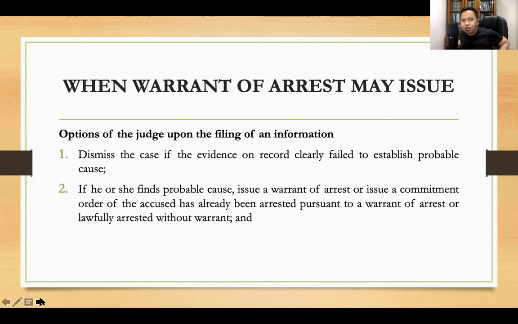Now, there are two options of the judge upon the filing of the information. Number one, the judge can dismiss the case if the evidence on record clearly failed to establish probable cause. Kung walang ebidensya, class, dismiss. No. Now, if he or she finds probable cause, the judge may issue a warrant of arrest or issue a commitment order of the accused, if the accused had already been arrested pursuant to a warrant of arrest or lawful arrest without warrant.